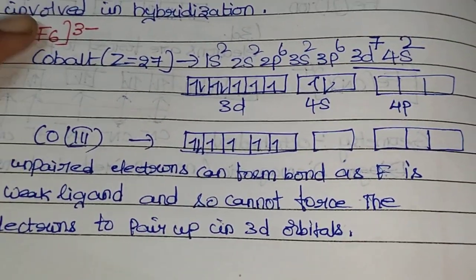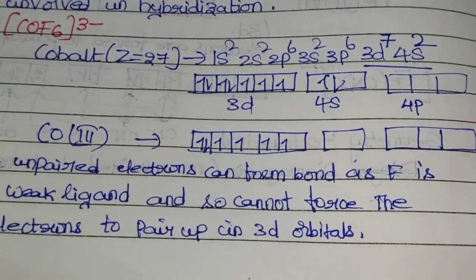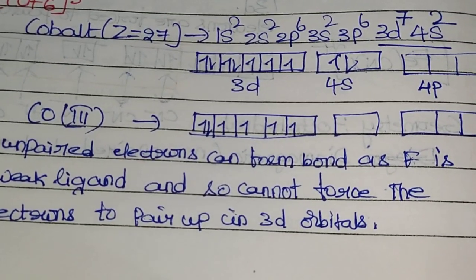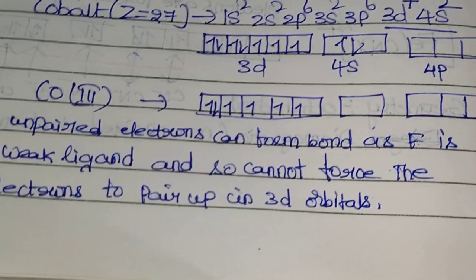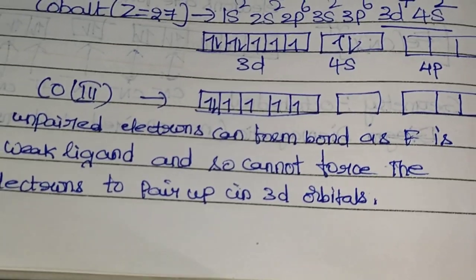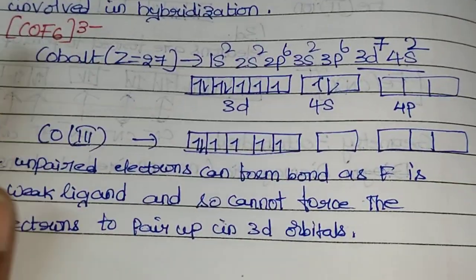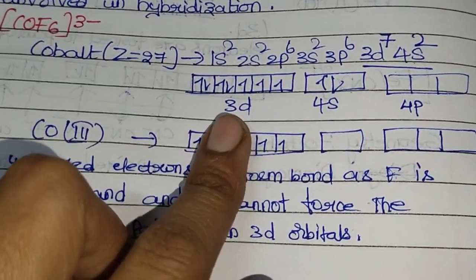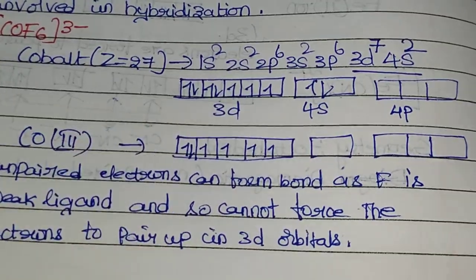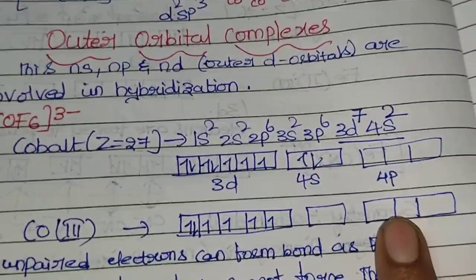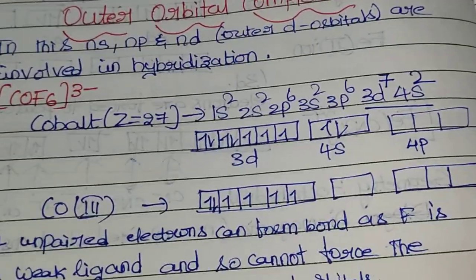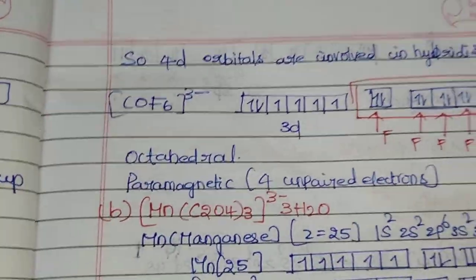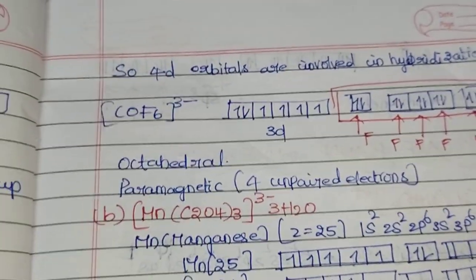And when we see F, it is a weak ligand. It cannot force the electrons to pair up, like before. So before what happened? With ligands like CN, as it is a strong ligand, it forces the electrons to pair up in 3d. But as F is a weak ligand, it cannot force the electrons to pair up in the 3d orbitals. Then what will it do? It will use the next orbital, that is after 4p, 4d will come. So it will use that. So 4d orbitals are involved in hybridization.